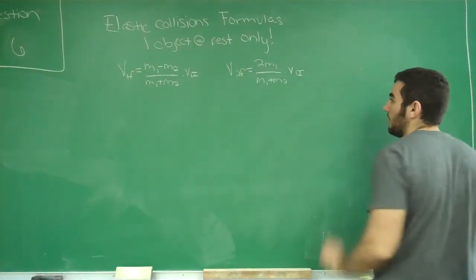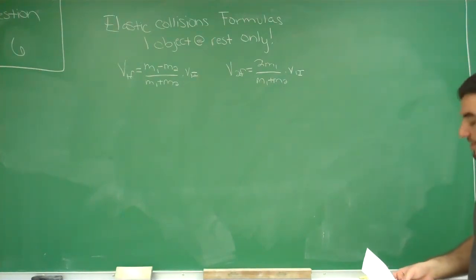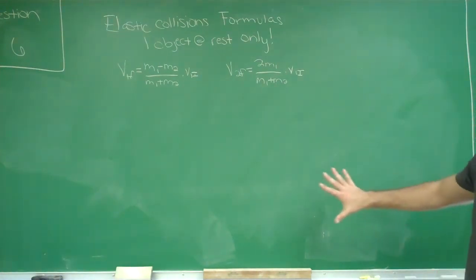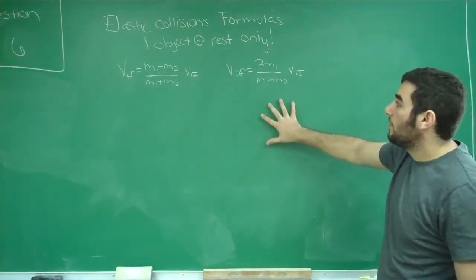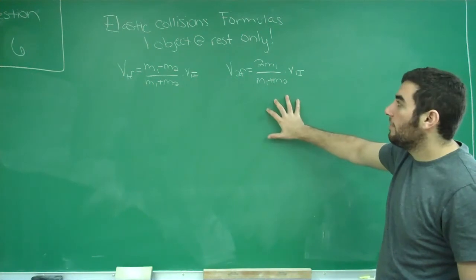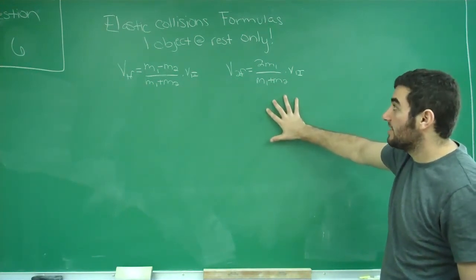Still in chapter 7 here, talking about momentum. This involves an elastic collision for question number 6. Now, I put a couple formulas up here on the board that say these two formulas are only valid when one of the objects in an elastic collision is initially at rest.